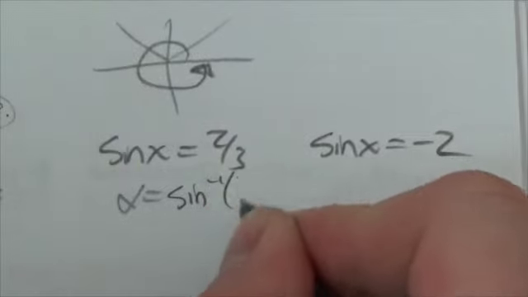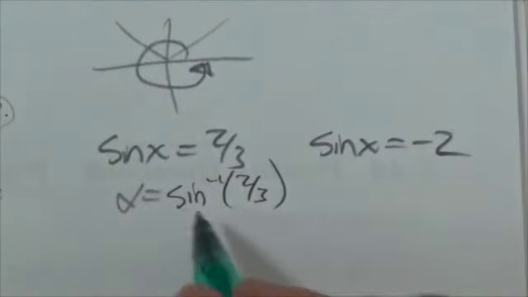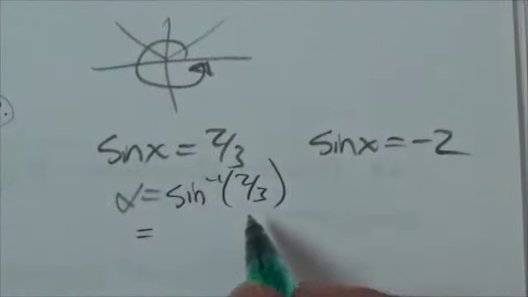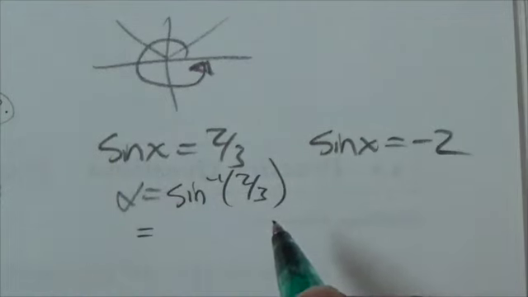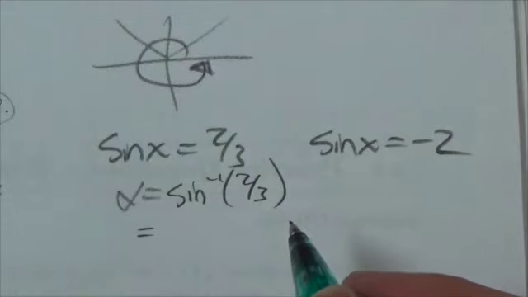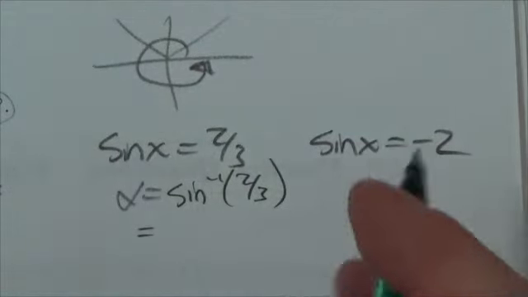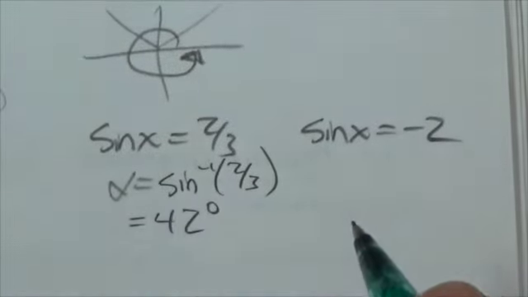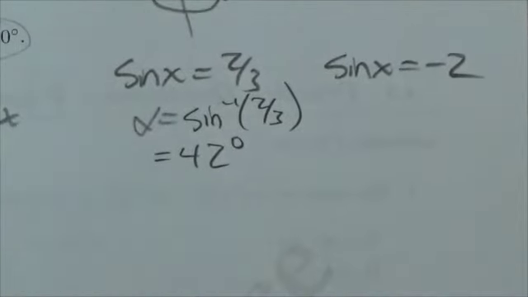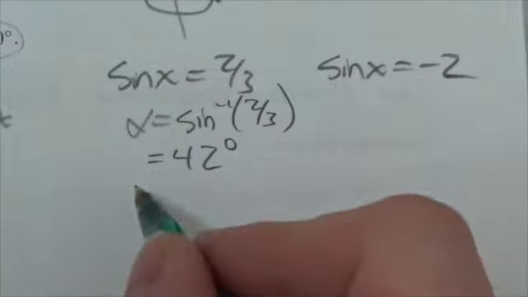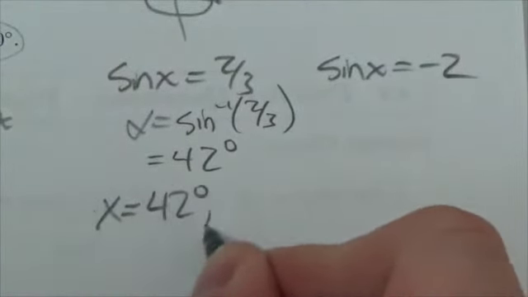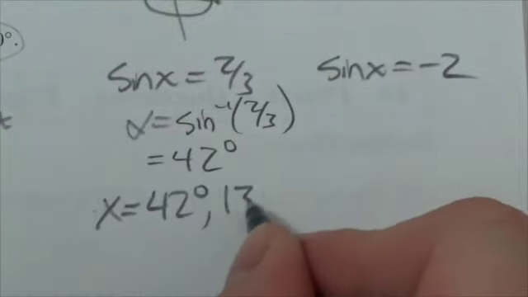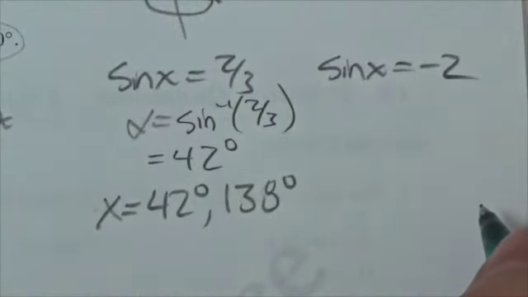Now, it's very tempting at this point to look at this and go, oh my gosh, I don't know, 2/3, it's not a unit circle angle. How am I supposed to figure this out? But it's been so long with you guys working on it like that that you sometimes forget that I just plug that into my calculator and I get 42 degrees. If you get stuck, just use your calculator. In the first quadrant, that's going to be 42 degrees. In the second quadrant, it'll be 138 degrees.